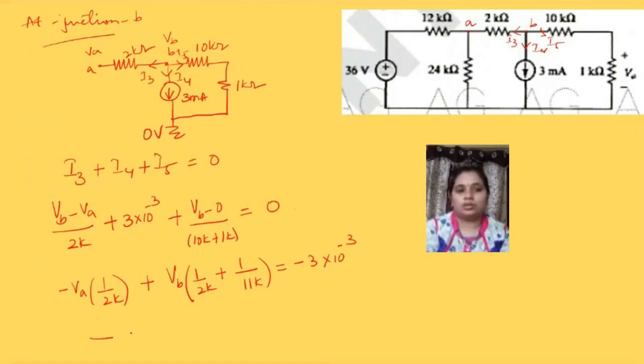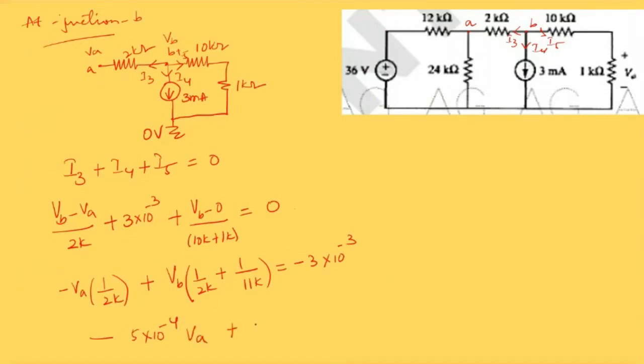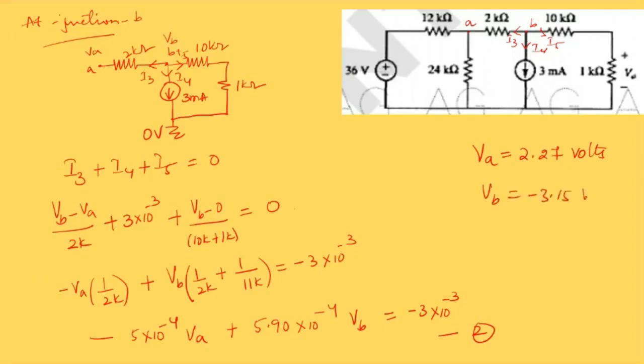so it is 5 into 10 power minus 4 VA plus 5.90 into 10 power minus 4 VB is equal to minus 3 into 10 power minus 3. So solving equation 1 and equation 2, we will be getting VA as 2.27 volts and VB as minus 3.15 volts. So these are the voltages across the junctions.